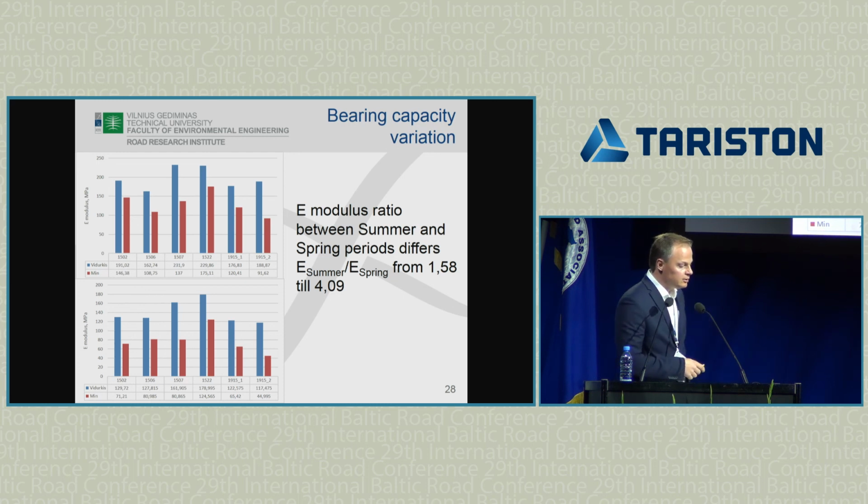And you can see that differences between E-modules of the pavement structure, summer and spring, vary from 1.58 to 4.09. So actually we have very weak gravel road sections, where we have, for example, the lowest value of E-modulus, 40, on the top of the gravel road. So it's not compatible with the traffic which is using that road.